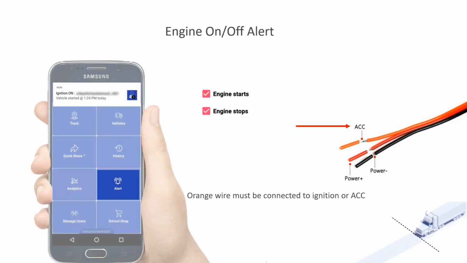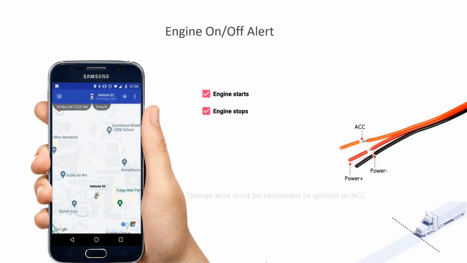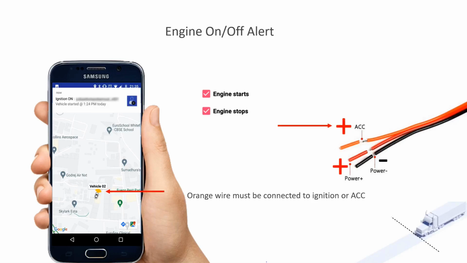It is important to connect the orange wire to the ignition of your vehicle for this notification to work. ACC or ignition is the wire which gets positive when you start the engine. In case the orange wire gets connected to the regular positive side, you won't get an alert for engine on and off. Now please test your orange wire connection by switching your vehicle on and off. From that connection you can see an orange headlight show on the map through the vehicle's icon.